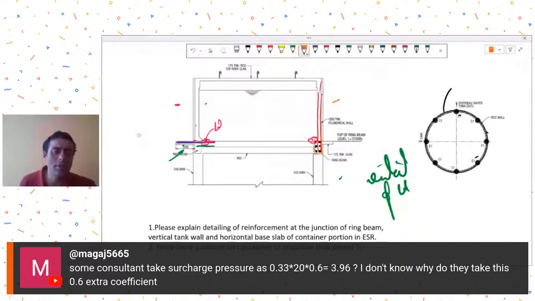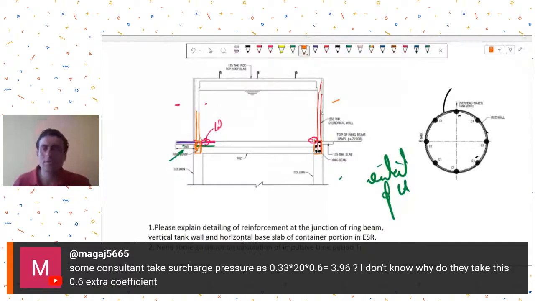And for the wall, as I just told you, you need to develop this bar inside. And for the ring beam, whatever forces, there will be axial hoop tensions and the flexural forces and shears, for which you need to provide the reinforcement. Okay, right.